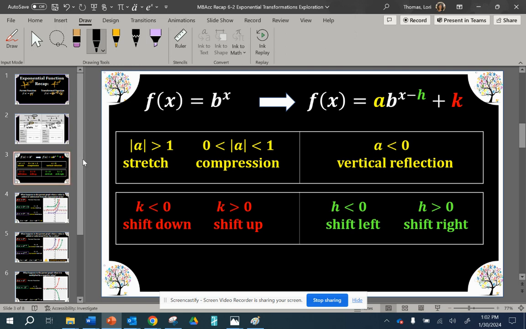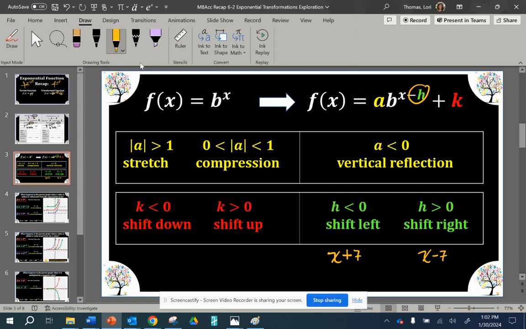Okay, a recap of this lesson. Let's start with the h value. Our h value shifted left and right. When h is negative, it shifts left. When h is positive, it shifts right. But we have to remember what this looks like is x minus h. So when we shift left, it's x minus a negative value, which becomes a positive. And what it looks like when it shifts right is x minus a positive value. So the h shifts left and right.